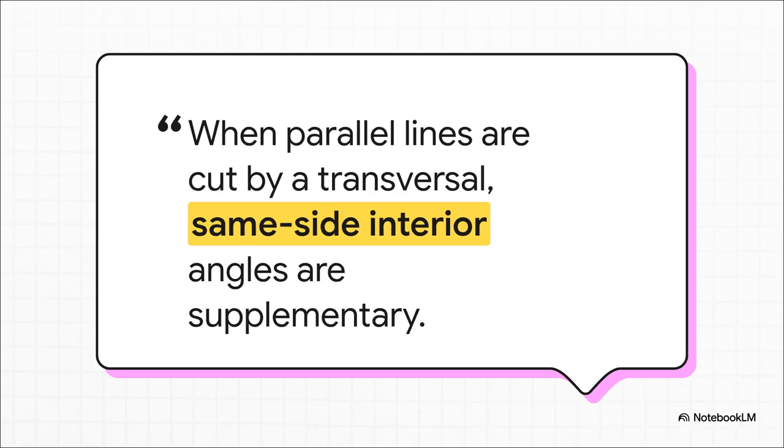And here's the other side of that coin. Remember, supplementary means they add up to 180. So if you look at the 2 inside angles that are on the same side of that cutting line, you'll see one is an acute angle, it's small, and the other is obtuse, it's large. And that's the rule. You put them together and they will always form a perfect 180 degrees.